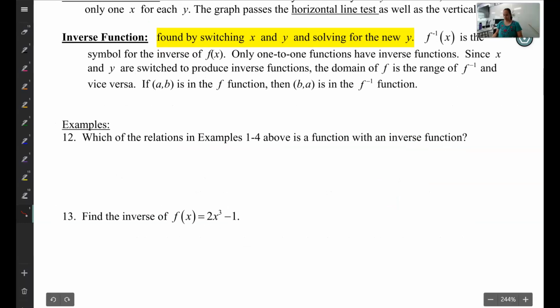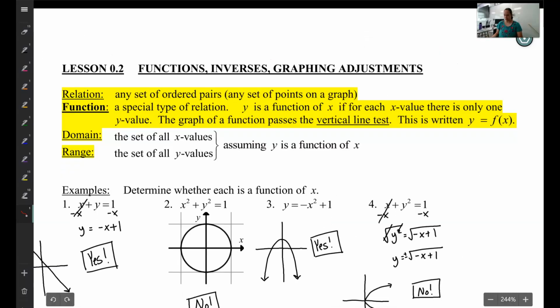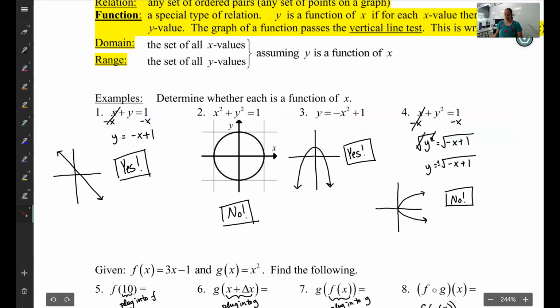So we're going to start with number 12. Which of the relations in examples 1 through 4 is a function with an inverse function? So that means they're one-to-one, pass vertical and horizontal line tests. So we're going to go back up to 1 through 4. First off, we only need to check numbers 1 and 3 because the 2 and 4 aren't even a function, so they're not going to be an inverse function.